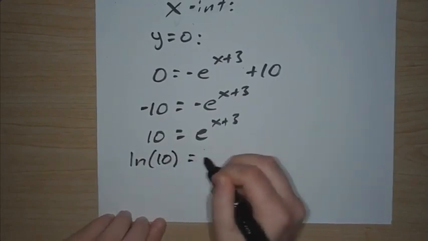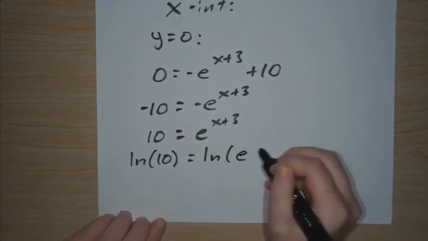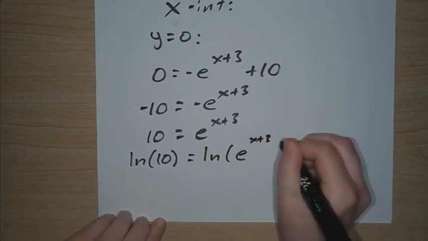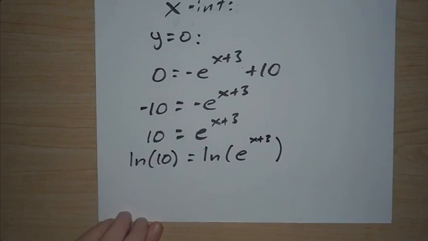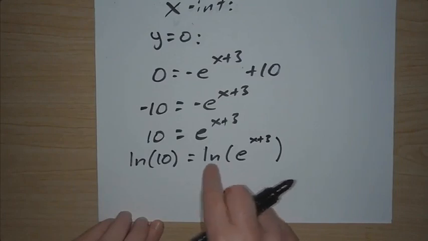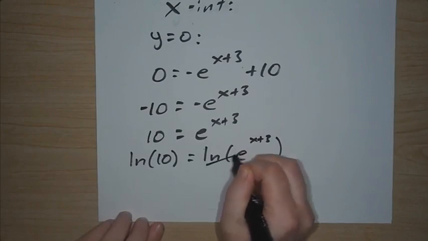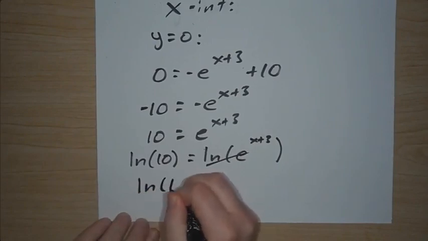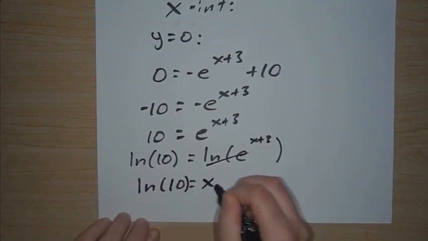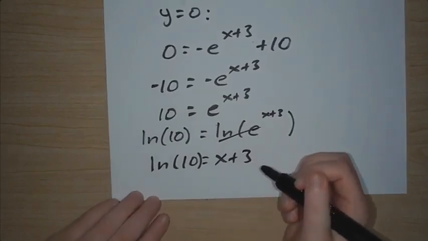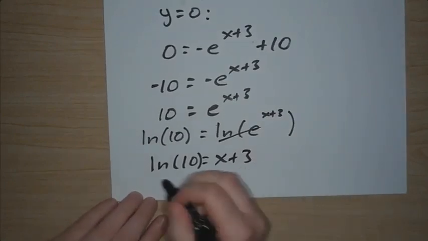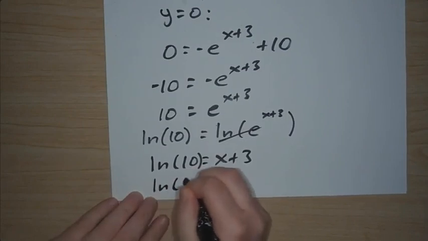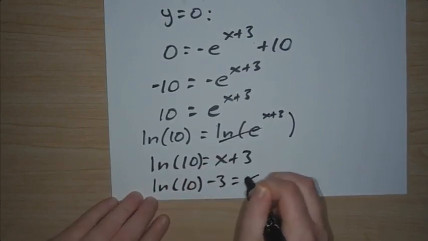So we'll take the natural log on both sides. Natural log of 10 is equal to the natural log of e to the x plus 3. And remember, the natural log has a base of e, and so essentially this just cancels out and brings down this exponent here. So we have ln of 10 is equal to x plus 3. And now all we need to do is subtract this 3 on both sides. So we have ln of 10 minus 3 is equal to x.